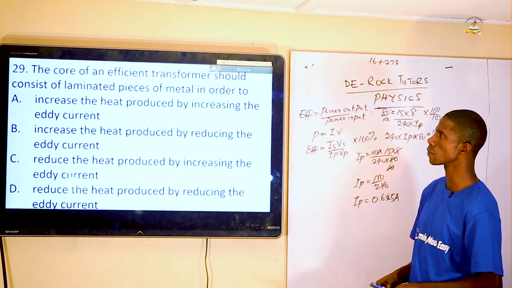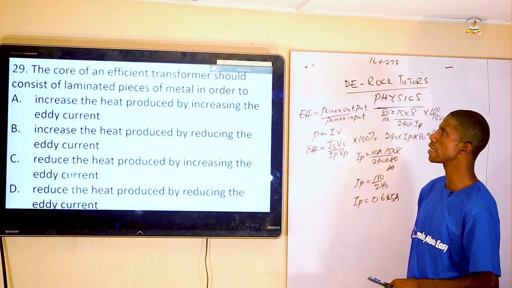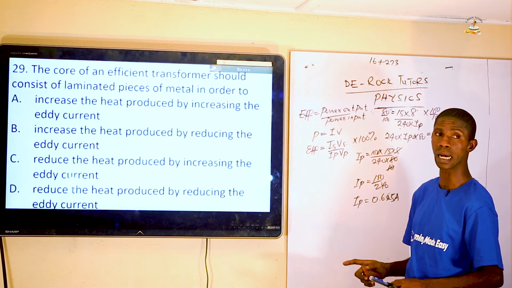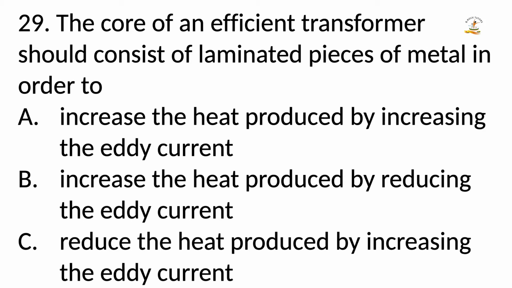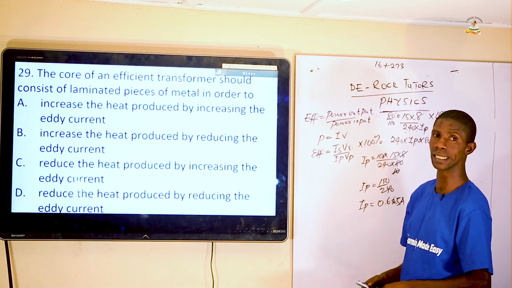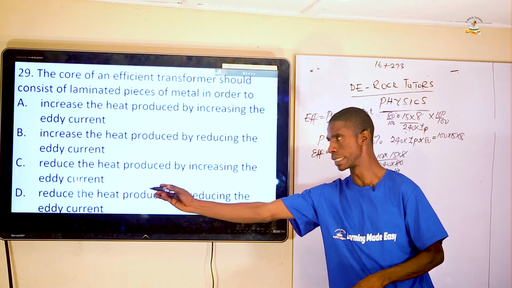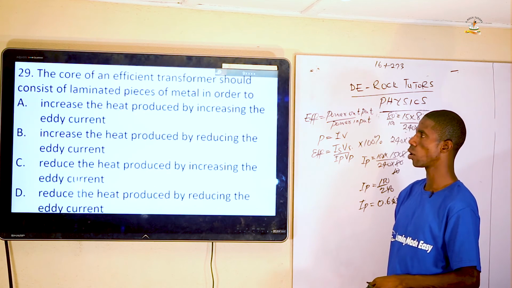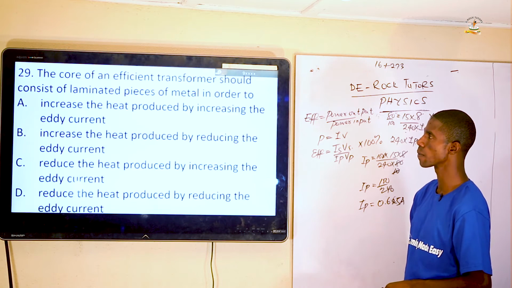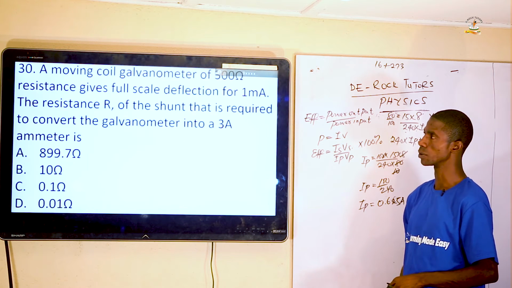For the next question, the core of an efficient transformer should consist of laminated pieces of metal. For the answer to this question, we have to reduce the heat produced by reducing the effect of the eddy currents. So D comes as the answer to that question. So the next question.